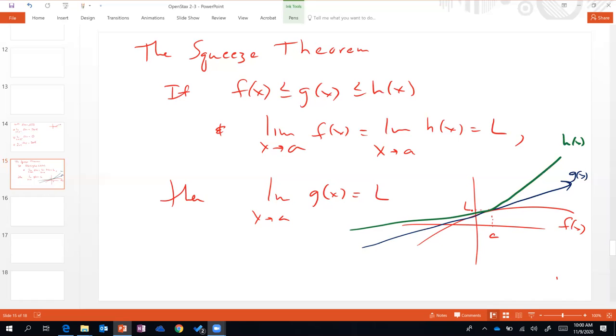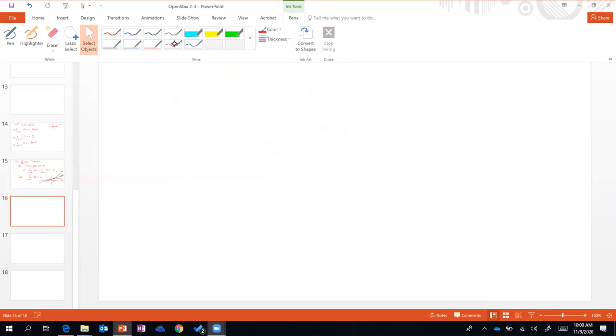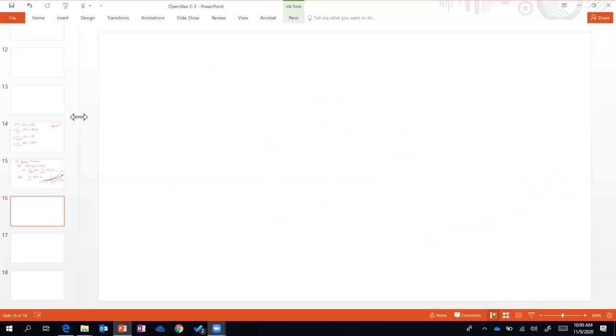Okay, so how does this help us? Let's go with it here. What exercise problem are we on? Perfect. Limit as x goes to 0. And let's do an easy one just to sort of see how it works.